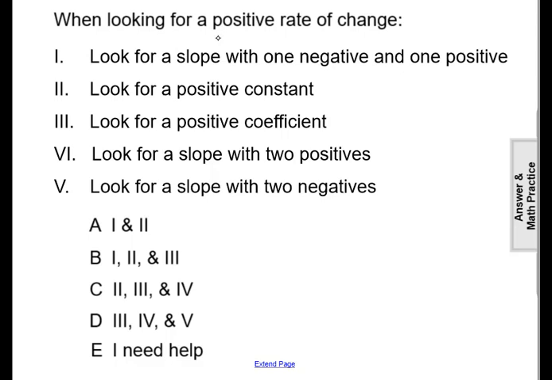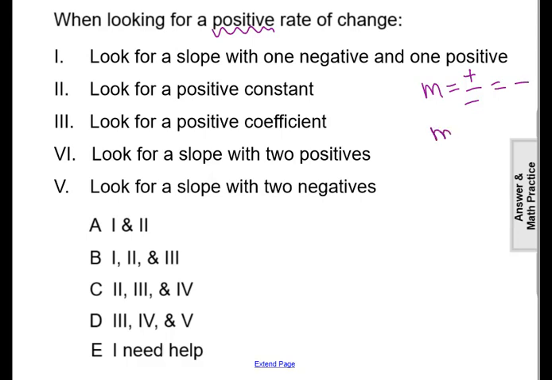When looking for a positive rate of change, which of the following statements apply? The first statement says to look for a slope with one negative and one positive number. If we had a slope with one negative and one positive number, let's say a positive over a negative, well, positive over a negative would equal a negative slope, and that would give a negative rate of change. So that's not going to work.